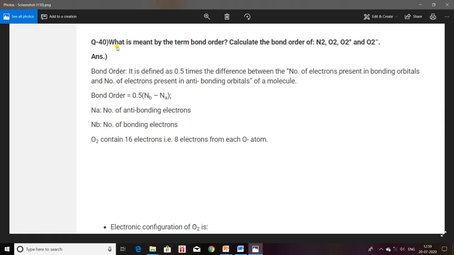In question number 14, what is meant by the term bond order? So you have to define bond order and you have to calculate bond order for N2, O2, O2 positive, O2 negative. So here you have to draw energy level diagram for these species first, and after that you will calculate bond order. Okay, so this is also included in lecture video.